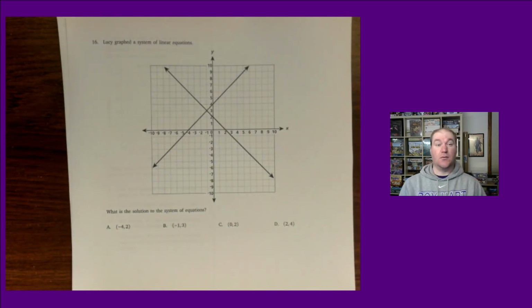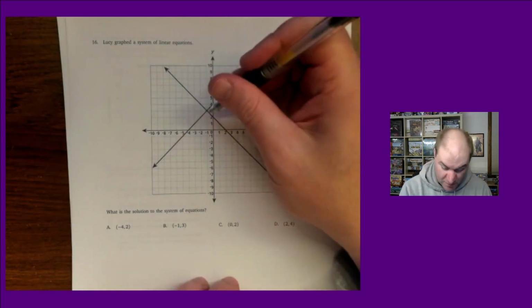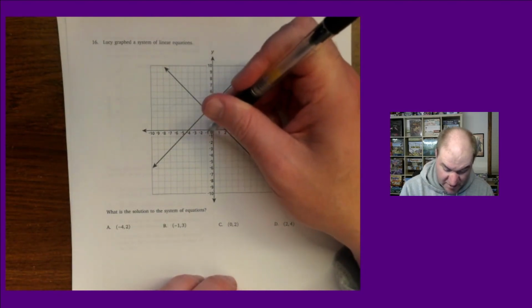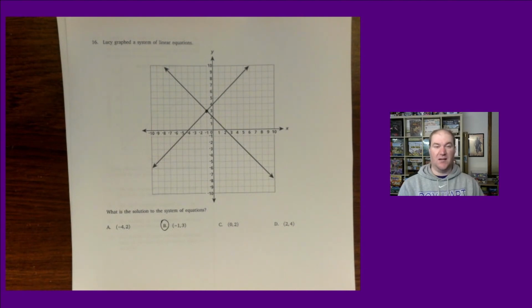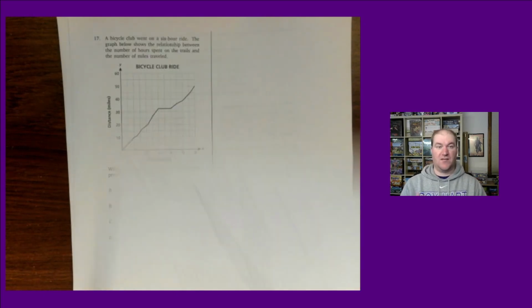Number 16, Lucy graphed a system of linear equations. What is the solution of the system of equations? All of this work, all of this writing, I don't have to do anything. I just have to find where these two lines intersect on the graph. So where do these two lines intersect? Right here. What is that point? -1, 3. The answer to number 16 is B. It took up a whole page. There's a lot of graph and writing, but like 2 seconds of work. So let's go on to the next one.